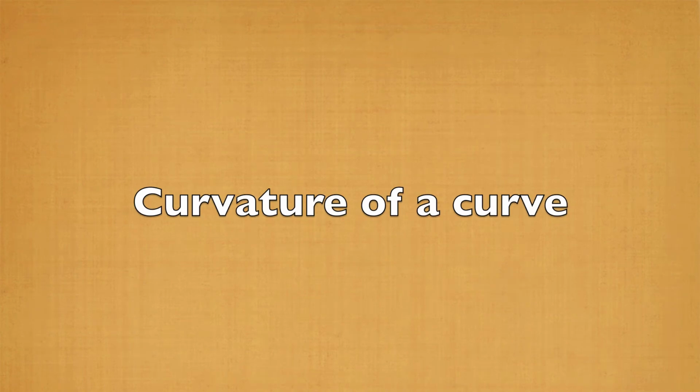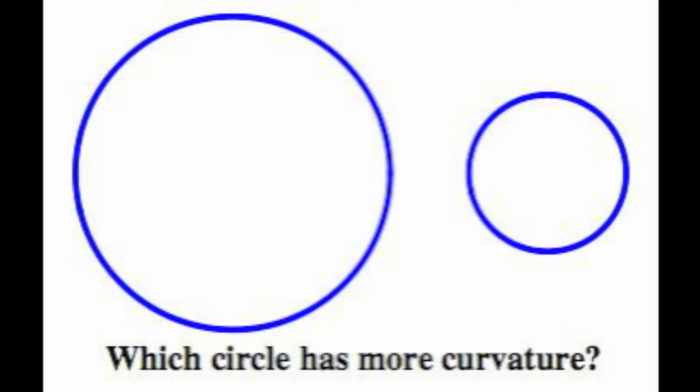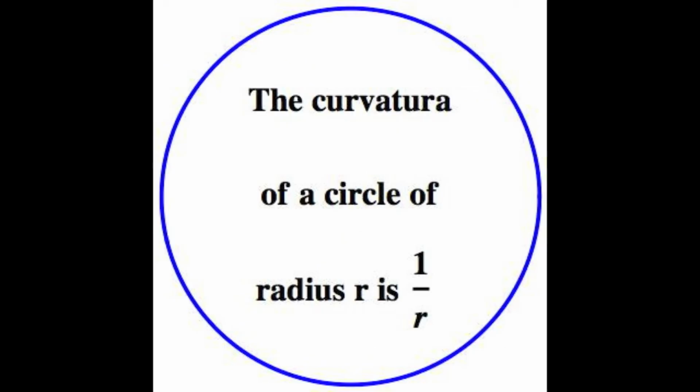Let us start explaining the notion of curvature. If we were to assign a number that represents the curvature of a circle, it is evident that we should give a bigger number to the smaller circle. We define the curvature of a circle of radius r to be 1 over r.